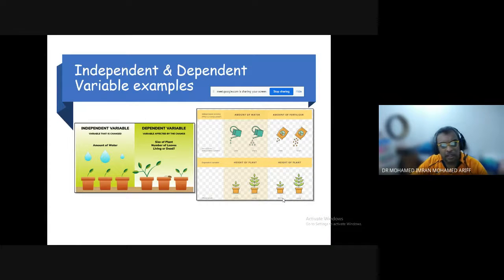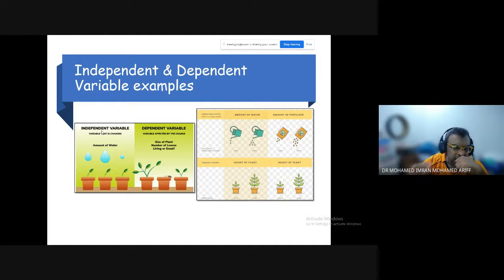Okay, so the difference between independent and dependent variable. Another example is independent, the variable that is changed, amount of water. So dependent ialah kita nak tengok pokok tu tumbuh ke tak lah. Okay, so pokok tu tumbuh based on the size, number of leaves, or living on it. So this is how we determine the plant. Okay, the plant is determined by the size, the number, and living.